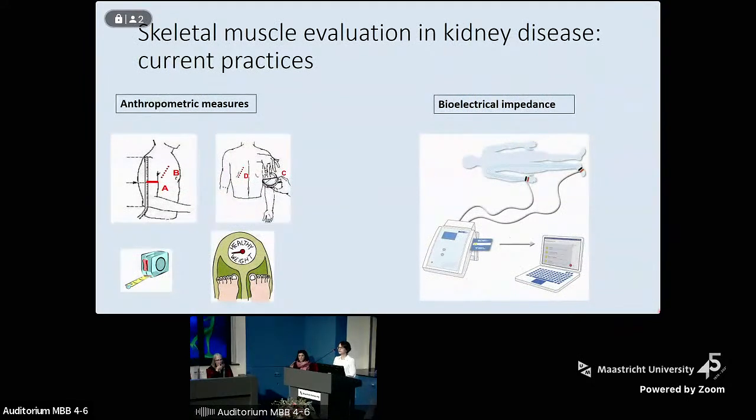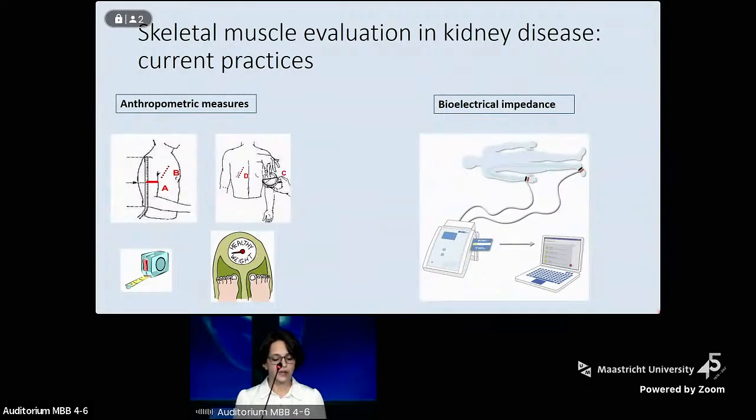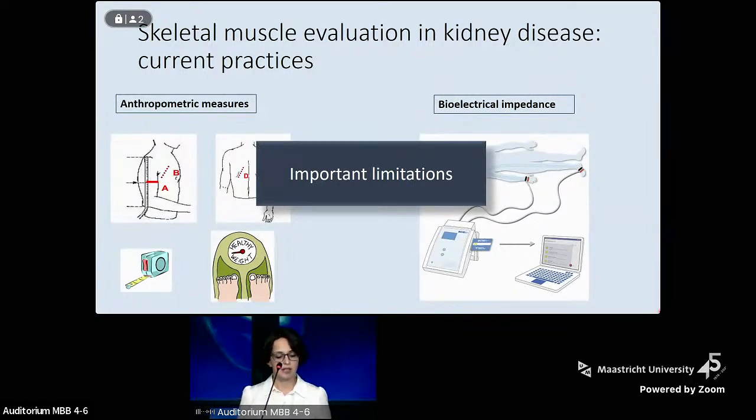Skeletal muscle evaluation in current practice at the bedside is usually performed by bioelectrical impedance or anthropometric measures. Those are the two most used methods at the bedside. However, they do not measure muscle. They are surrogate methods. They estimate the lean mass, or using equations, you can estimate muscle mass. They also have important limitations because they can suffer the influence of fluid overload. Patients with kidney diseases often have excess fluid in their bodies, leading to edema, and this edema can mask or falsely increase lean mass and the amount of muscle.